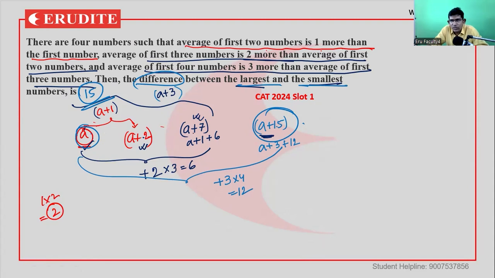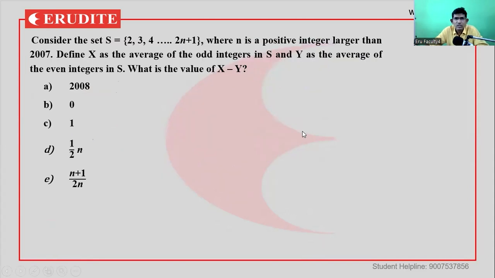So the logical approach is a very powerful method if you apply and practice. Next, if you take another offbeat type of question that appeared long back in CAT. Now it says: consider a set S which goes like 2, 3, 4 up to 2n plus 1, some odd number, where n is a positive integer larger than 2007. So n is more than 2007.